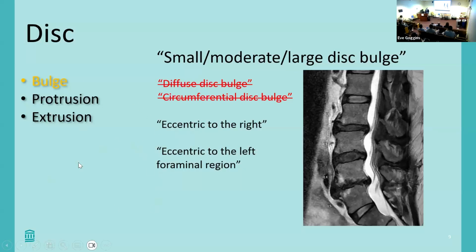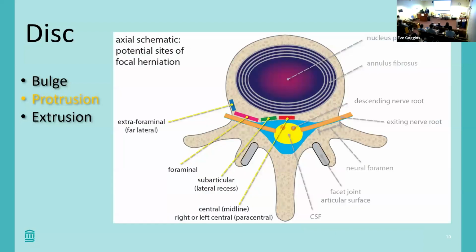It is okay to add modifiers if it's more eccentrically bulging to the right or the left or the foraminal region, things like that. So I would read a level like, for instance, L23, moderate size or large size, depending on what the axials look like. Moderate size disc bulge. Okay, done. Or if it shows that it's eccentric to one side, you can talk about that.